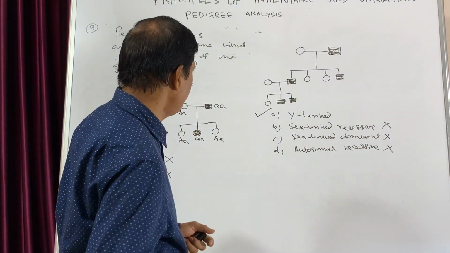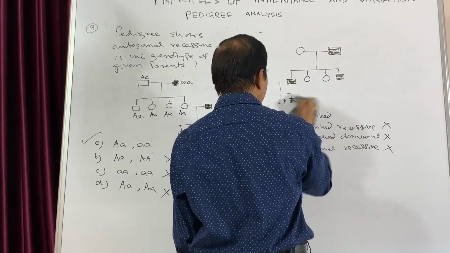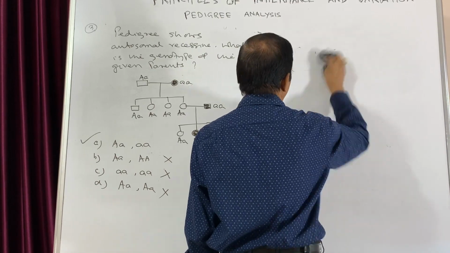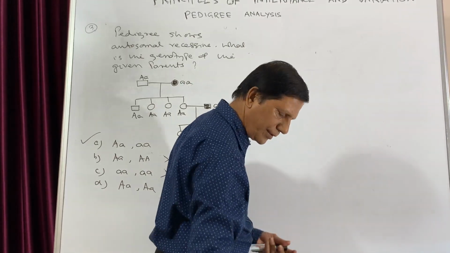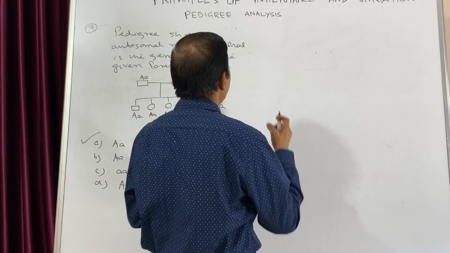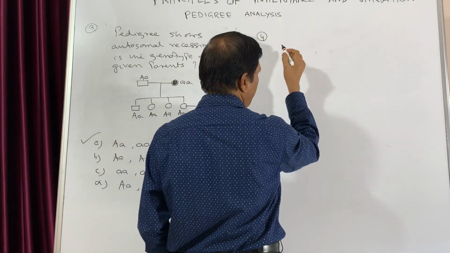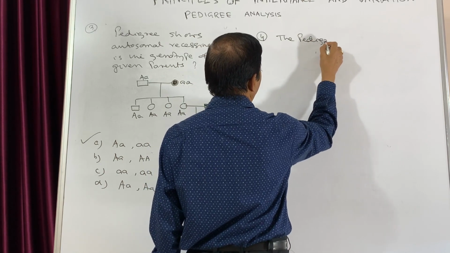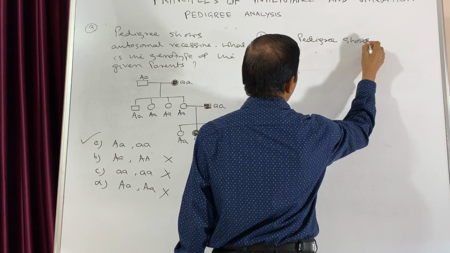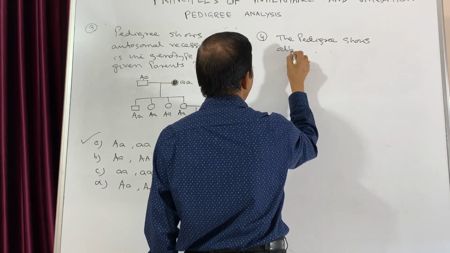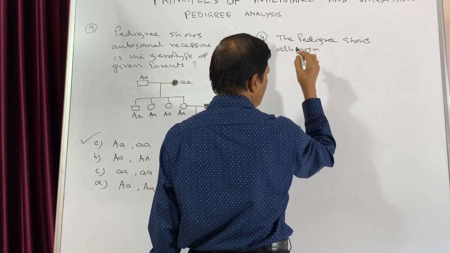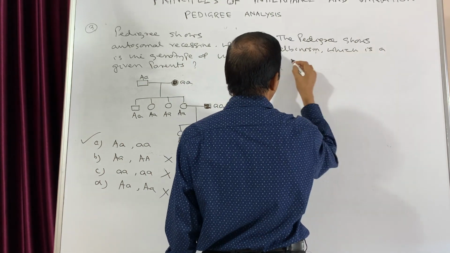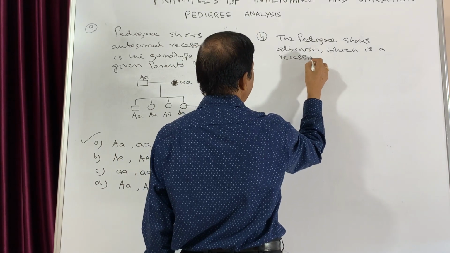Now let us discuss the fourth example. The fourth one, the pedigree shows albinism. The pedigree shows albinism, which is a recessive trait.